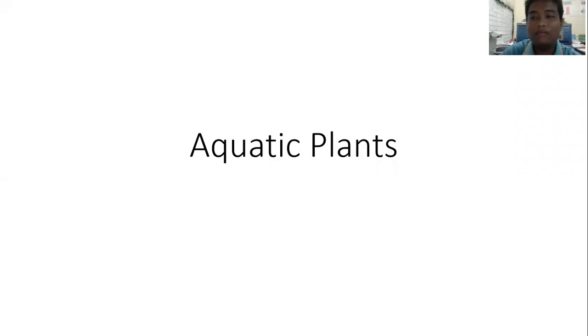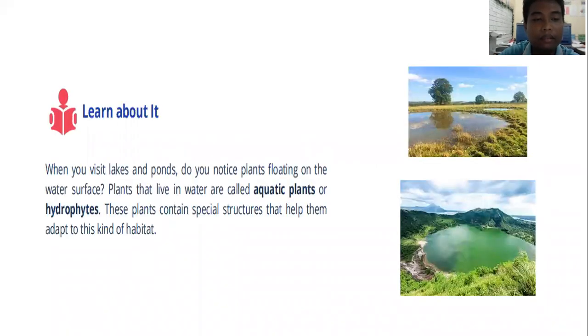Okay, good day everyone. So today our topic is aquatic plants. Okay, so I know you're very familiar with aquatic plants now. So when you visit lakes and ponds, do you notice plants floating on the water surface? Have you visited lakes and ponds?